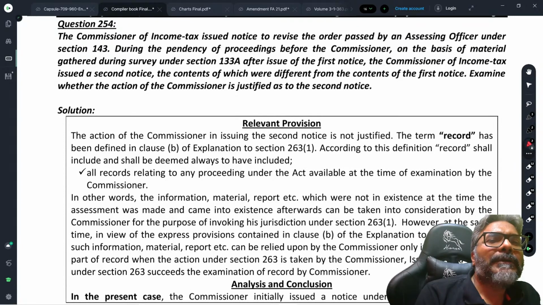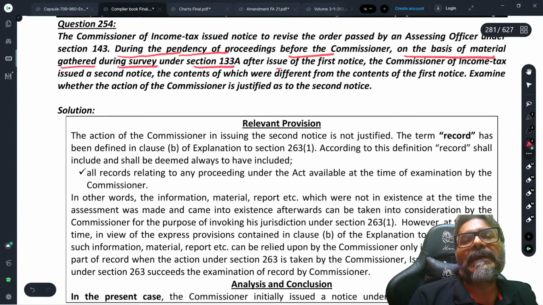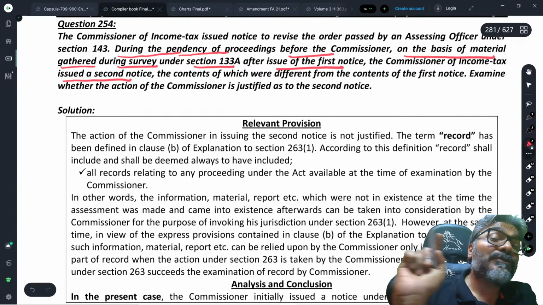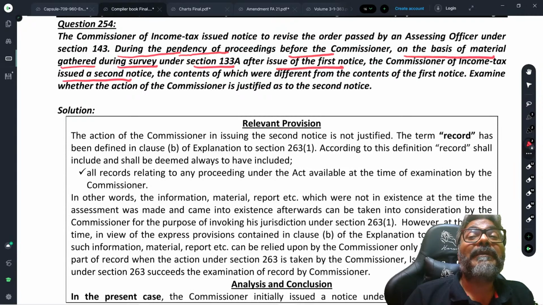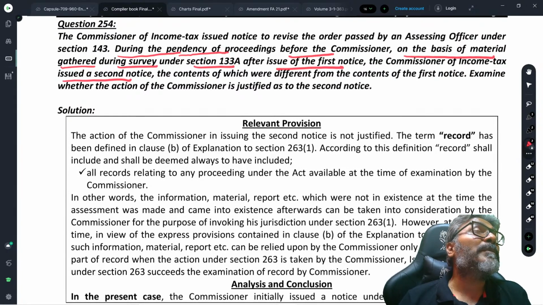So what he is doing, students, during the pendency of the proceedings before the Commissioner, on the basis of material gathered during survey under 133A, after issue of the first notice, the Commissioner of Income Tax issued a second notice. Now the second notice is on what basis? On the basis of the material which you have gathered during the survey after the first notice was given. And I told you generally what happens, why these second notices are being given, because in between the Commissioner would have gone ahead for the gathering of more records, more evidences against the SSC, because the expectation may not have been met.